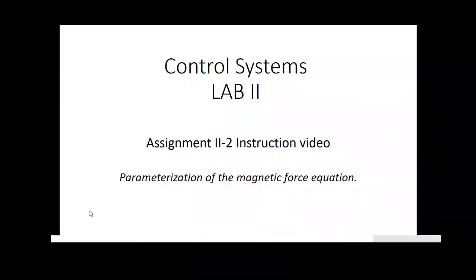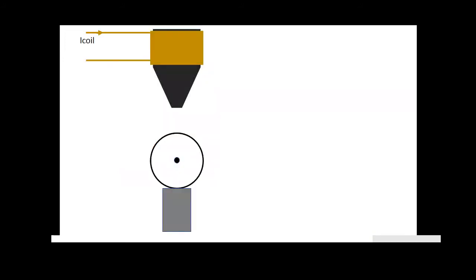Assignment 2.2 focuses on obtaining the parameters of the electromagnetic force equation. When you put the ball on a support centered below the core of the coil, the forces that act on the ball are gravity and the electromagnetic force Fm.